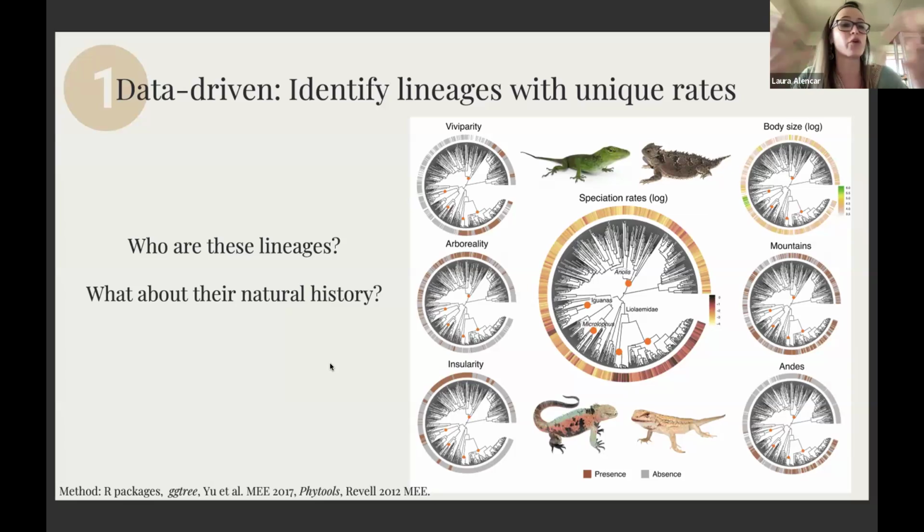Many of them were viviparous, for example, or arboreal. Some of them occur on islands, or have large body sizes. Many of them actually occur in mountains, and I think it's very interesting that many of those mountains were specifically associated with the Andean mountains in South America. And these potential sources of ecological opportunities were not randomly selected. They are widely discussed in the literature as potential sources of ecological opportunities, contributing to or shaping the diversification dynamics of not only lizards, but several other organisms.